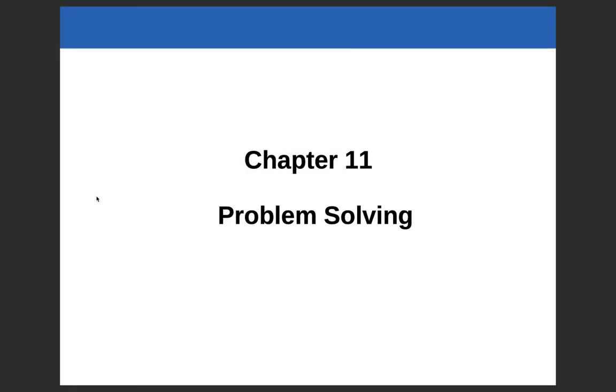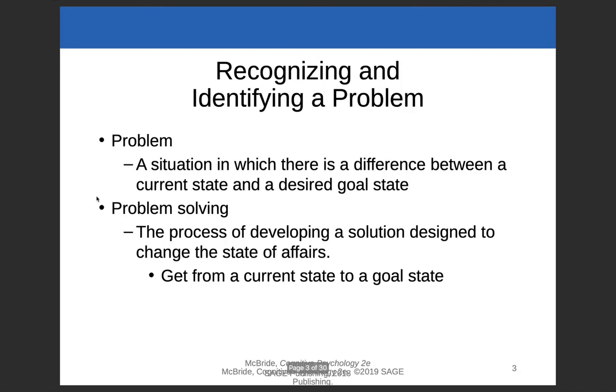Chapter 11 is about problem solving. Problem solving brings together a lot of what we've already learned from the first 10 chapters: concepts, language, images, all of the phenomena that we've now understood about cognitive psychology can be used to help us understand the basics of problem solving.